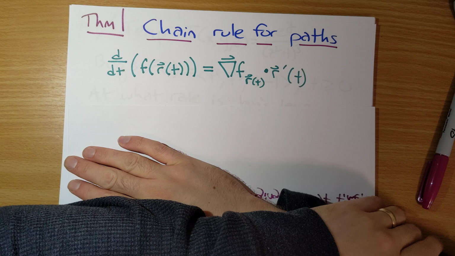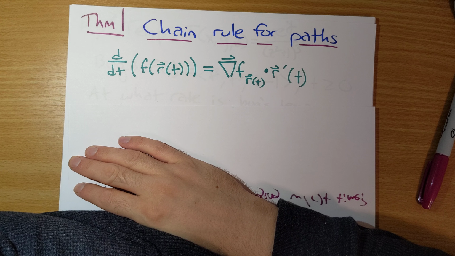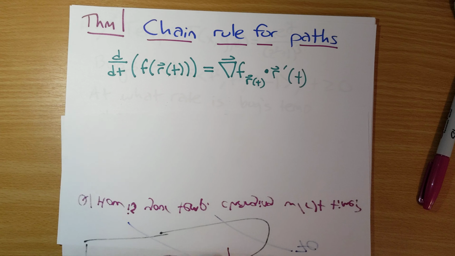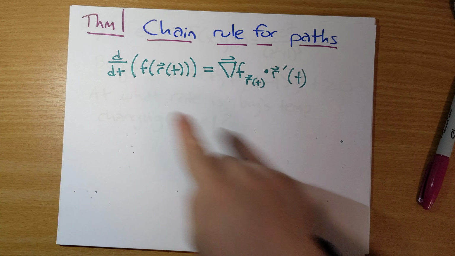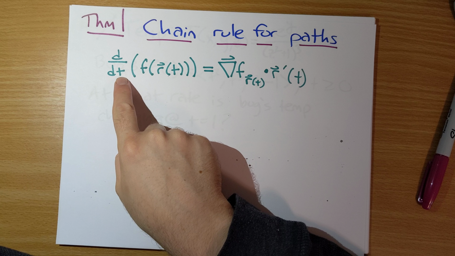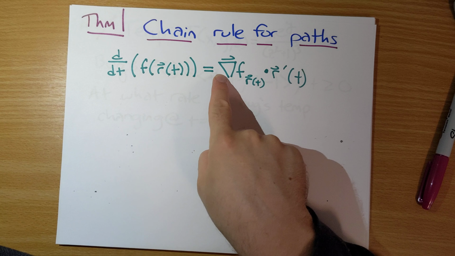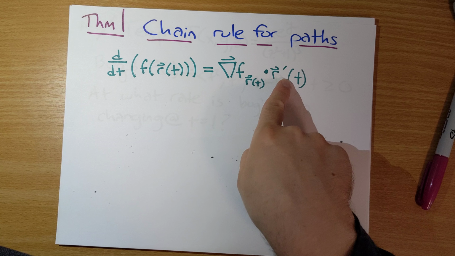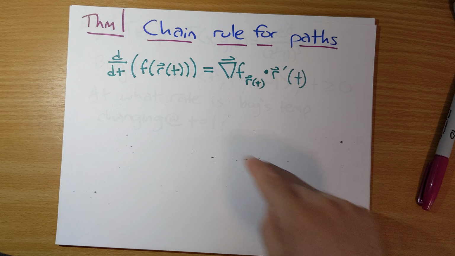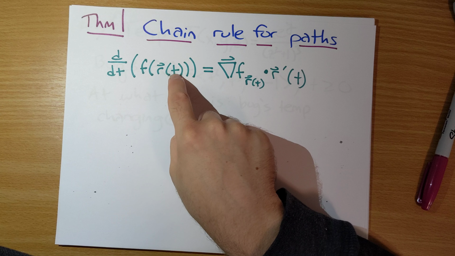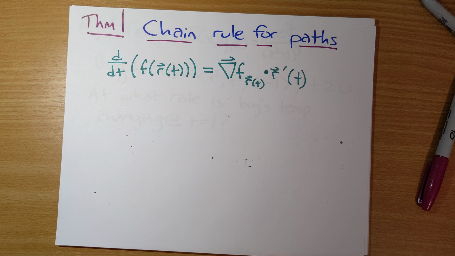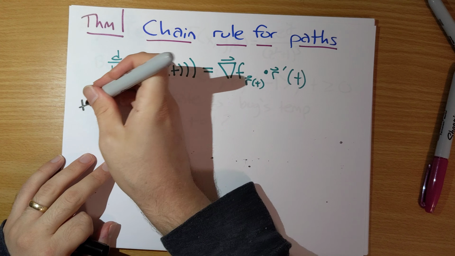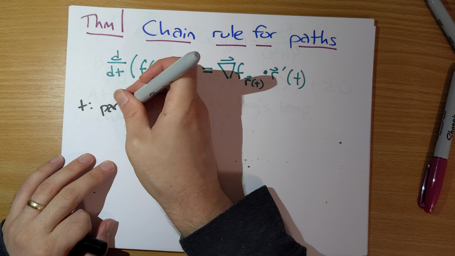This chain rule for paths theorem right here does exactly what we want it to do. It says here, the derivative with respect to t of f of r of t is equal to the gradient of f evaluated at r of t, dot product with r prime of t. Where I need to tell you what t, r, and f all are. So t is our parameter.